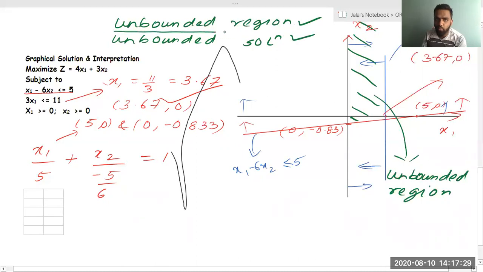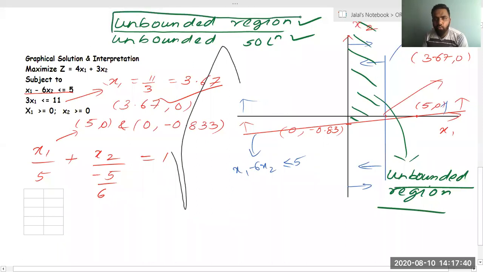Now I want to tell you, whenever there is something unbounded, the region will always be called unbounded, just like in this case. For any kind of solution, the region will always be unbounded. Is there any doubt? No. So for any kind of region, for any kind of solution, the region will always be unbounded.